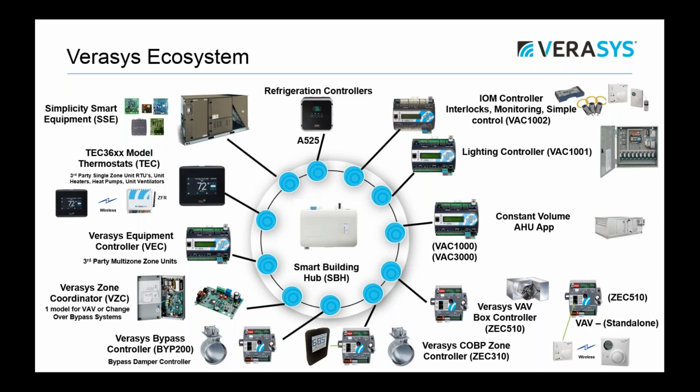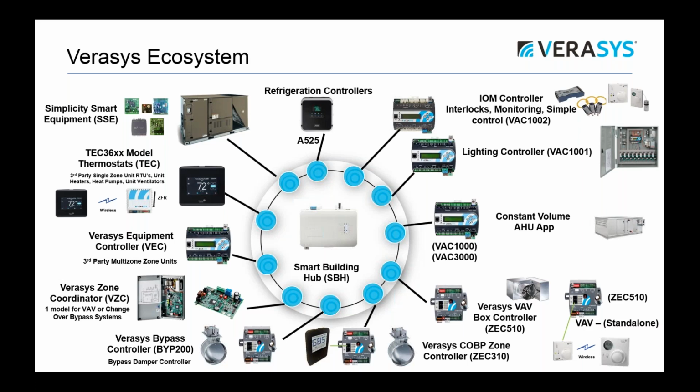Starting up in the top left is our smart equipment. Anything with the smart equipment symbol is part of the Verasys ecosystem too. And all you need is a BACnet MSTP card, and you can talk to the Verasys system. So Verasys, again, only talks BACnet MSTP and up to 100 devices. So we're going to keep dropping around, on the left-hand side, around the bottom.